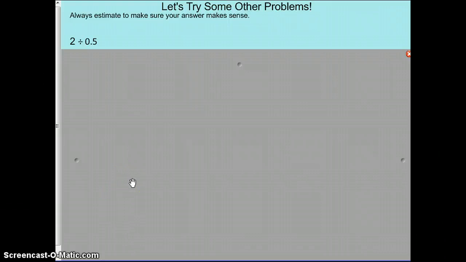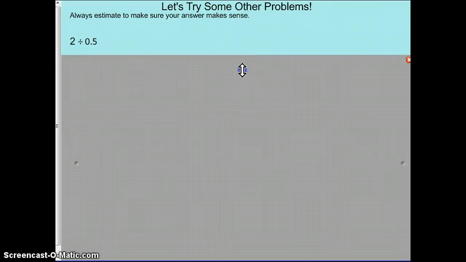Let's try some other problems. Always estimate to make sure your answer makes sense. Okay, if you will go ahead and write this in your spiral, 2 divided by 5/10, which is the same as 1/2. Okay, once you've got that, go ahead and write it down.